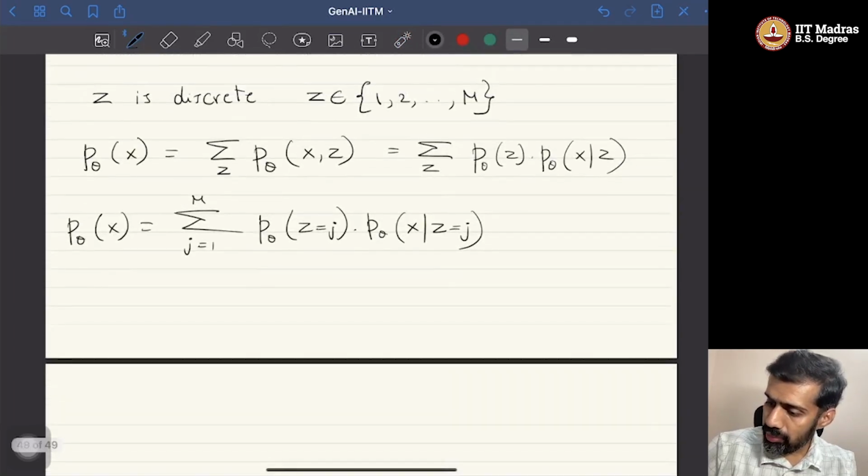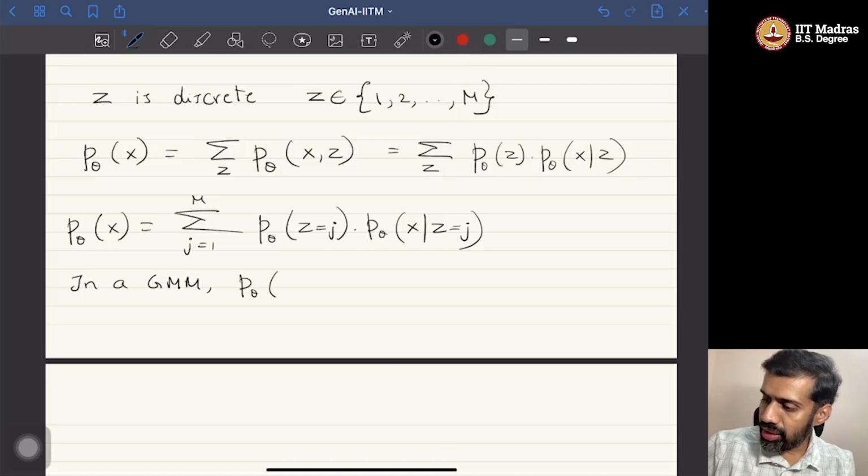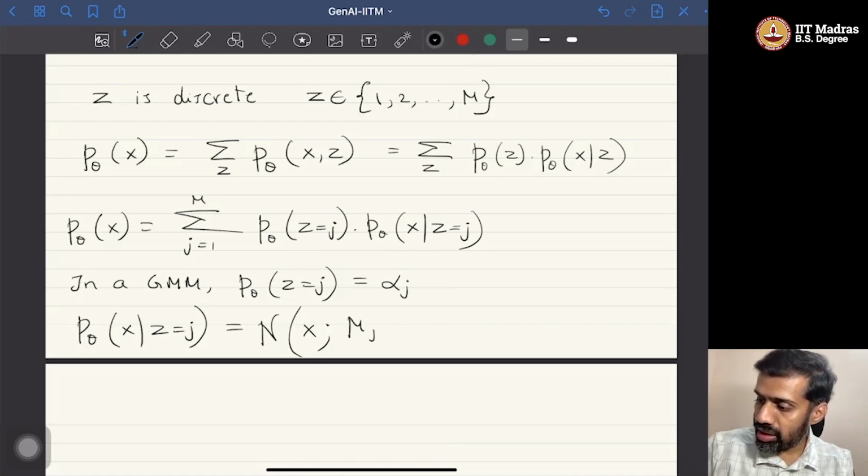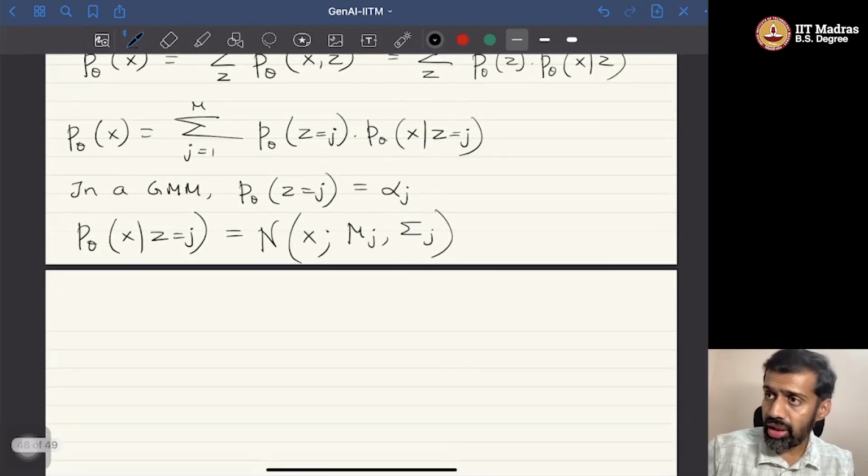In a Gaussian mixture model, P theta of z equal to j, which is a distribution on the latent variable, is taken to be some alpha j, and the conditional distribution of the data given the latent variable taking the value j is made to be a Gaussian distribution with a particular mean mu j and a variance sigma j. This is the definition of a Gaussian mixture model.